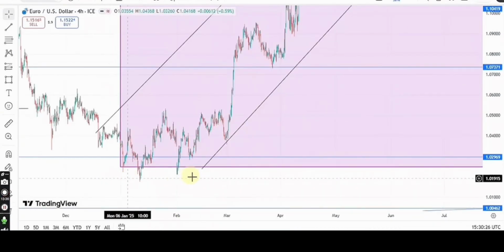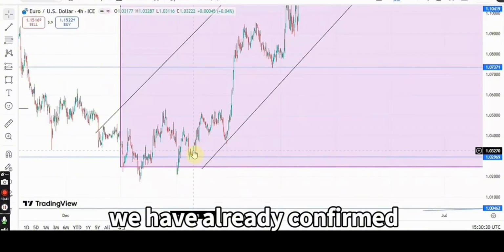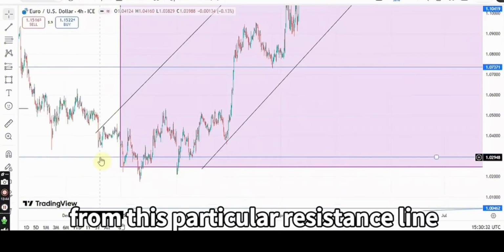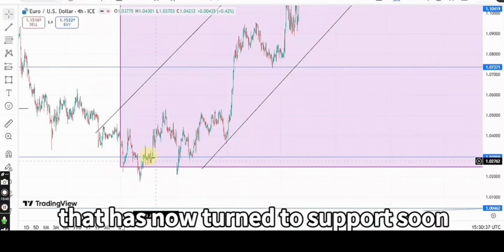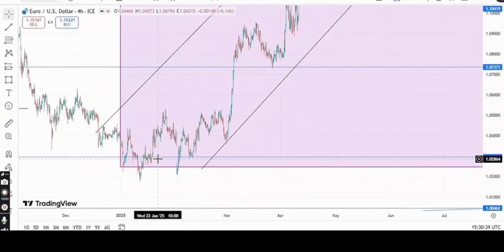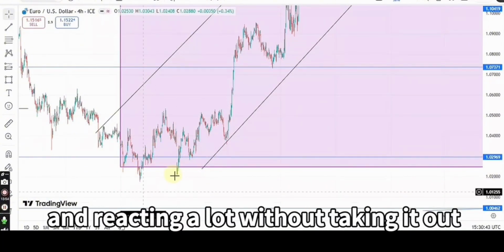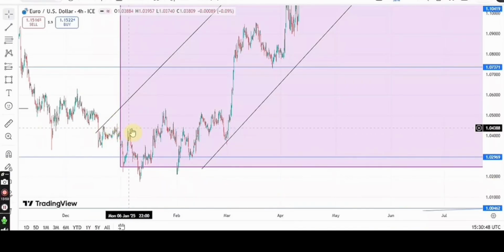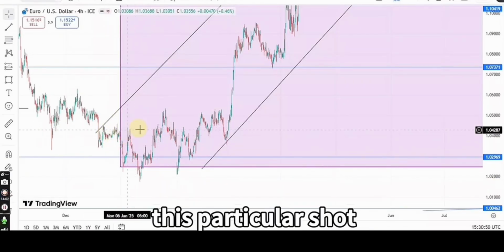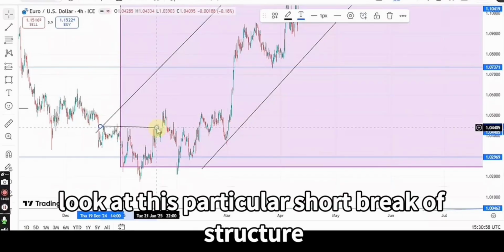So first, from a weekly time frame, we have already confirmed, if you remember, this particular resistance line that has now turned to support zone, that the market is already trading here and reacting a lot without taking it out. Then look at this particular short break of structure.